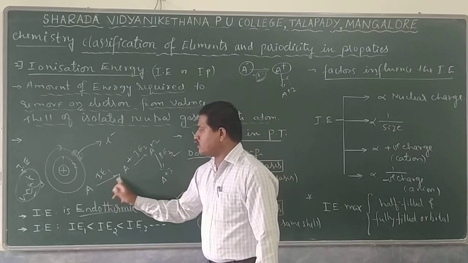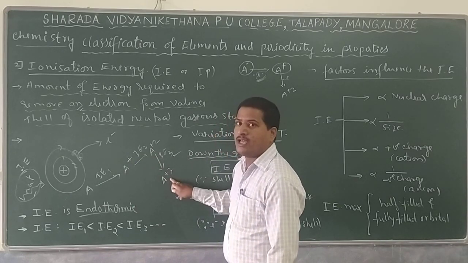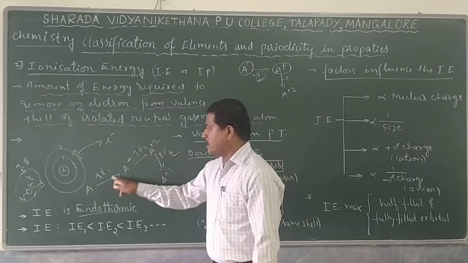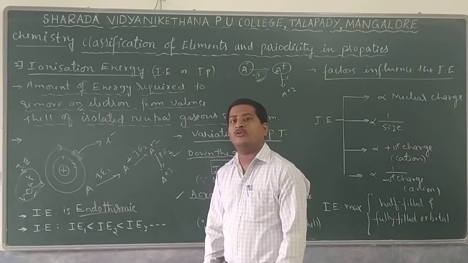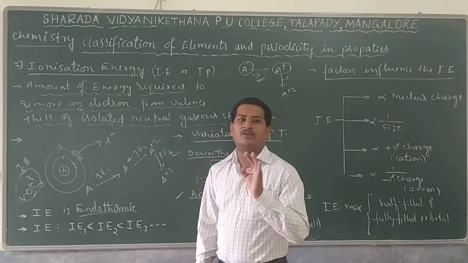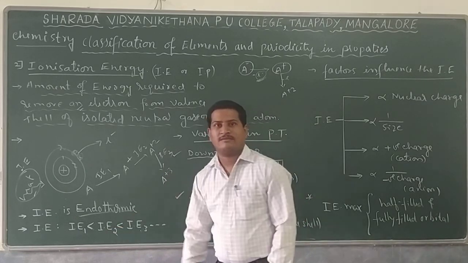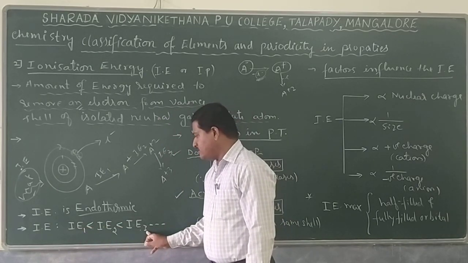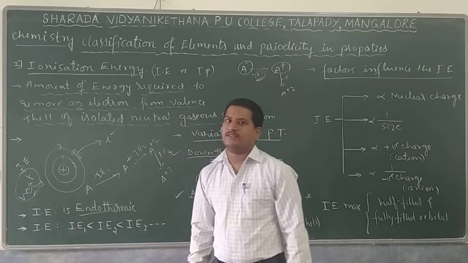Remember, removal of an electron from a neutral atom needs less energy, but removal of an electron from an already charged species needs much more. So removal of an electron from a neutral atom needs less energy, but from a charged species needs more energy. So the higher the positive charge, the more energy is needed. If you find the successive ionization energies, the third is more than the second, and the second is more than the first.